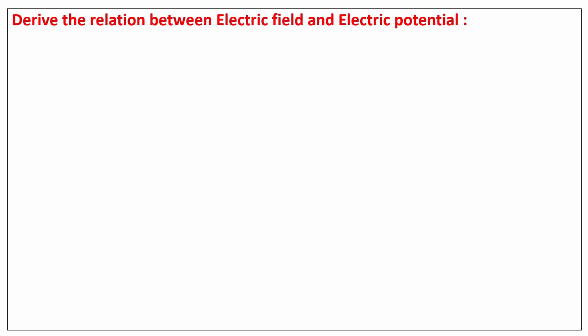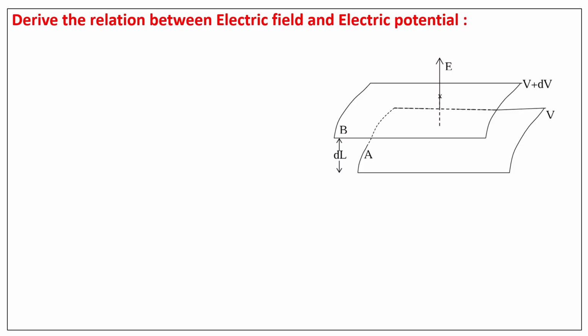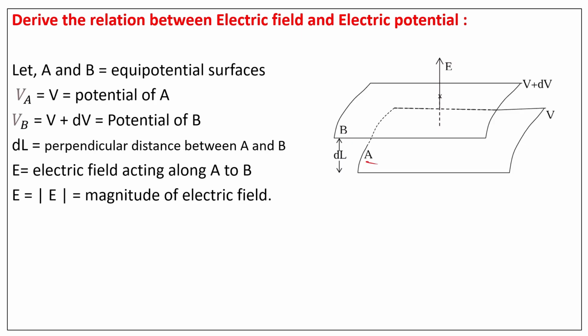Next. Derive the relation between electric field and electric potential. Let A and B be equipotential surfaces. VA is equal to V, the potential of A. VB is equal to V plus dV, the potential of B. dl is the perpendicular distance between A and B. E is the electric field acting along A to B. E is equal to mod E, the magnitude of electric field.